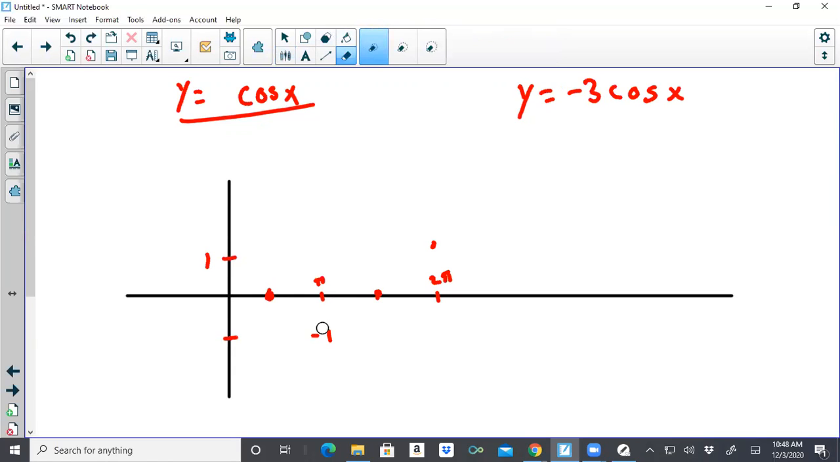I don't know why I keep writing -1 right here. So I can see exactly what's happening. I can see my cosine graph.